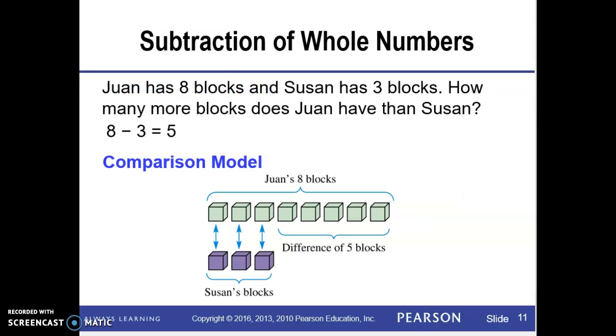So a word problem that would fit with that: Juan has 8 blocks. Susan has 3 blocks. And the question is, how many more? That's my indication that I'm looking at a comparison. How many more does Juan have? So what a student might do is line up Juan's blocks, line up Susan's blocks directly underneath them, and then there's the extra blocks that Juan has. There's the how many more. You can see how this could be modeled as a strip, right? If I put those 8 blocks together and those 3 blocks together, the strip that would fit right here is 5 blocks long, which would be the answer to the question.